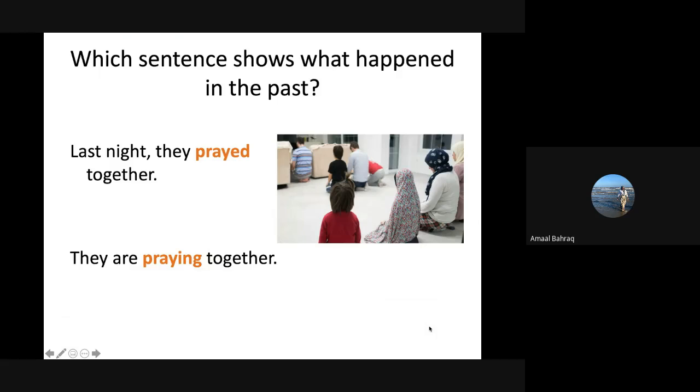Which sentence shows what happened in the past? So let's read them. Last night, they prayed together. They are praying together. Right, if it's past tense, it's going to have ed in it. So it's going to be prayed. The first one, last night, they prayed together.